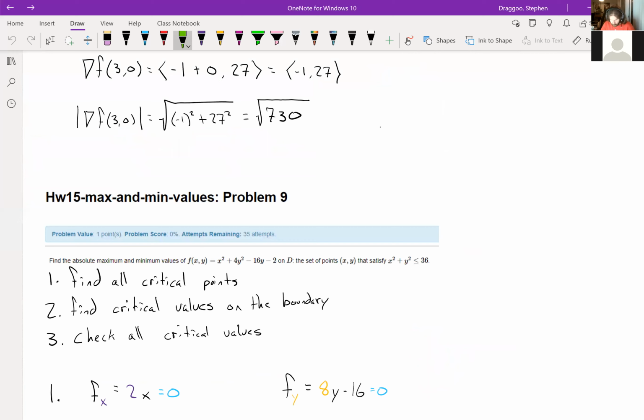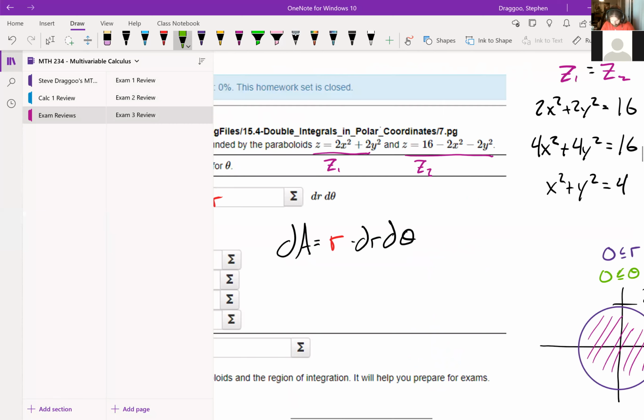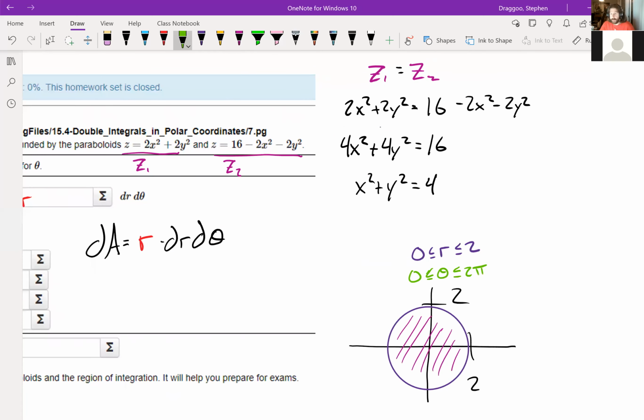And what button did I hit? Oh boy. Oh, just switched over to exam 2.